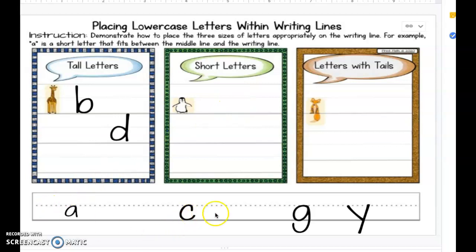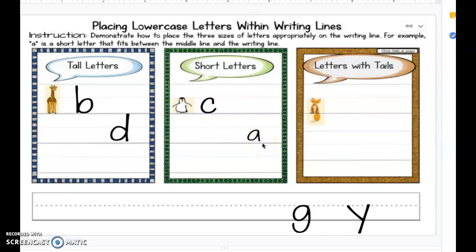So look at our 4 letters that we have left and decide which 2 letters Miss Gann needs to move to the short letter box. Is it A, C, G, or Y? If you said the letter C, you are correct, and you can see where I'm placing it, right on here in the middle line. And the same goes for A. A also is a short letter and goes from the dotted to the bottom.